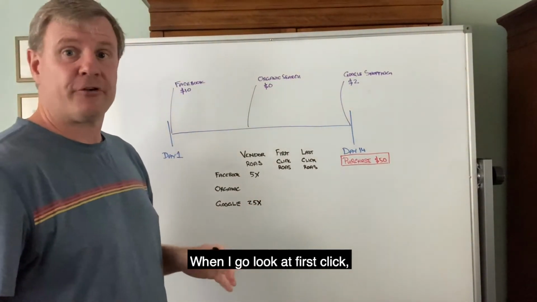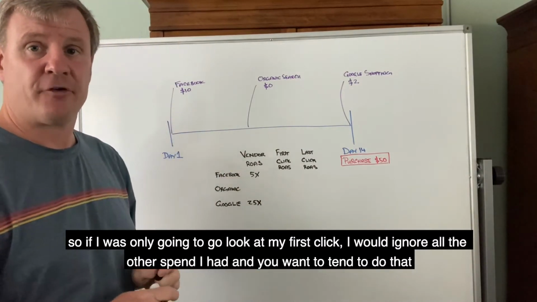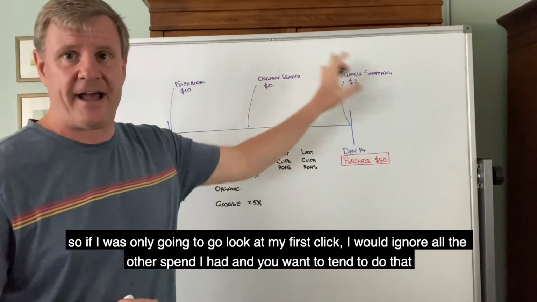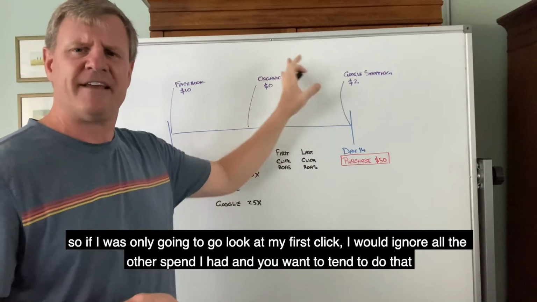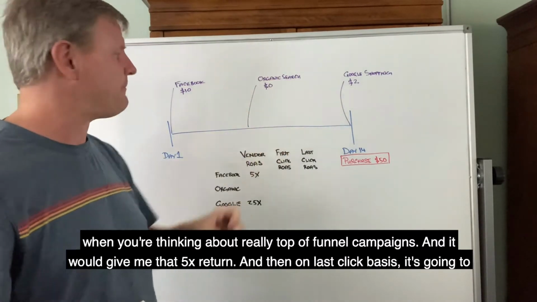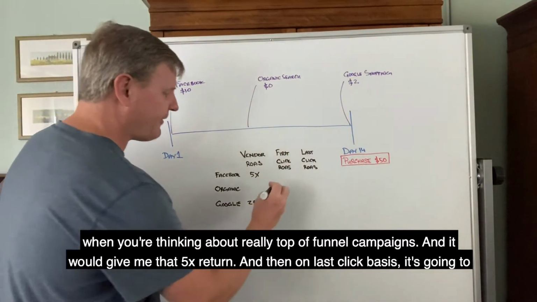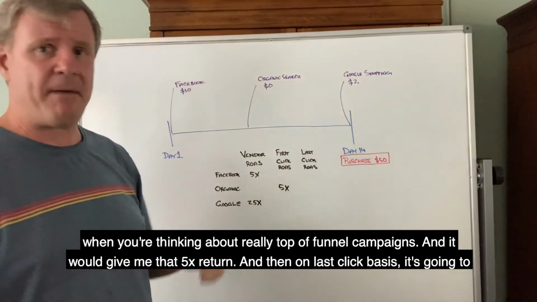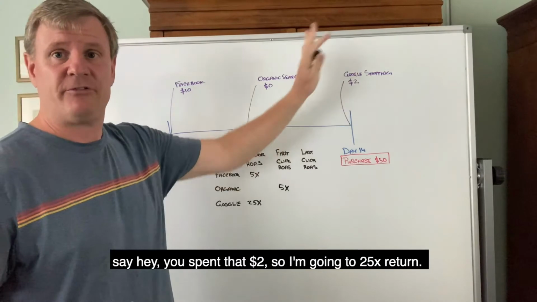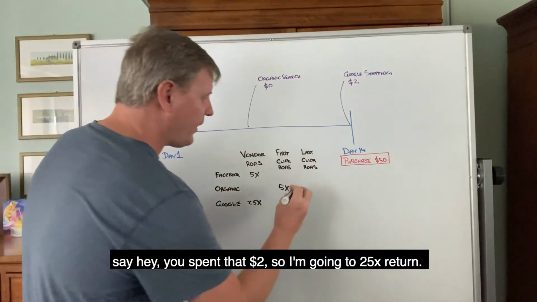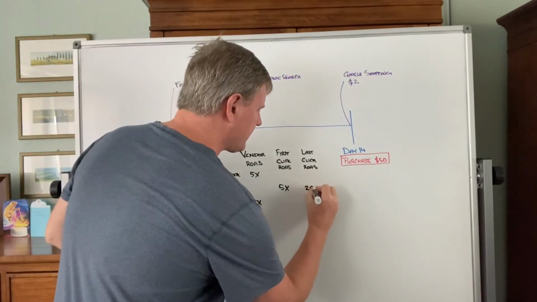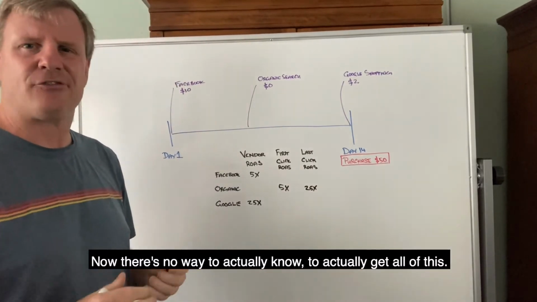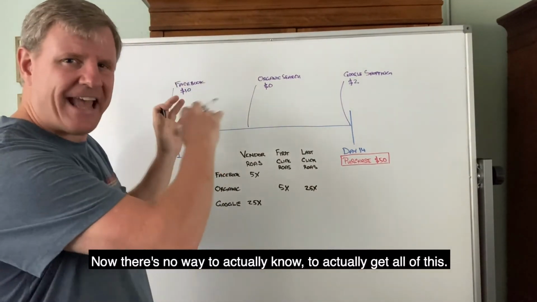When I look at first click, if I was only going to look at my first click, I would ignore all the other spend I had. You tend to do that when you're thinking about really top of funnel campaigns. And it would give me that 5x return. And then on a last click basis, it's going to say, hey, you spent that $2, so I'm going to get a 25x return. Now there's no way to actually know. It's really hard to get all of the actual points.